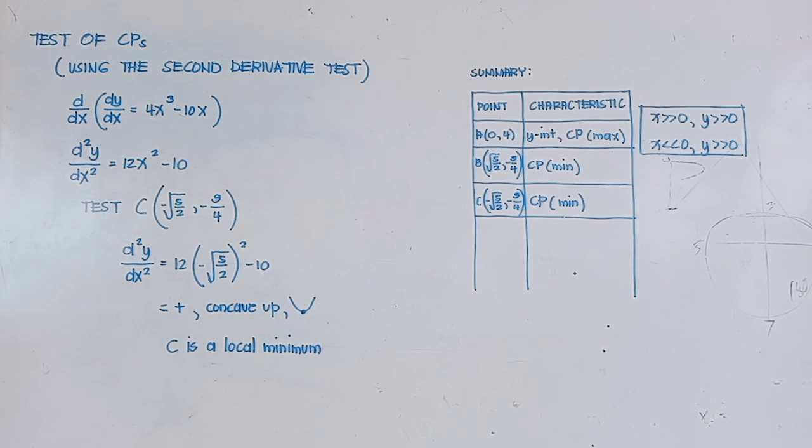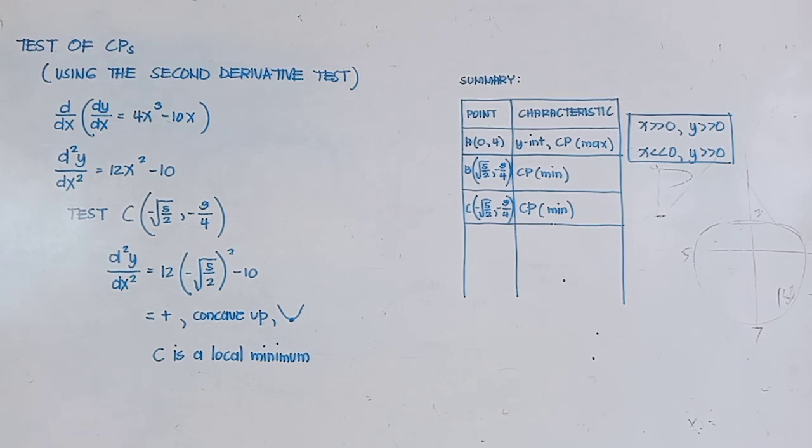Although, if you still weren't able to determine at least 3 points, you may proceed with the next step, which is the point of inflection. But I'm not going to discuss that anymore, since we already have 3 critical points to be utilized.